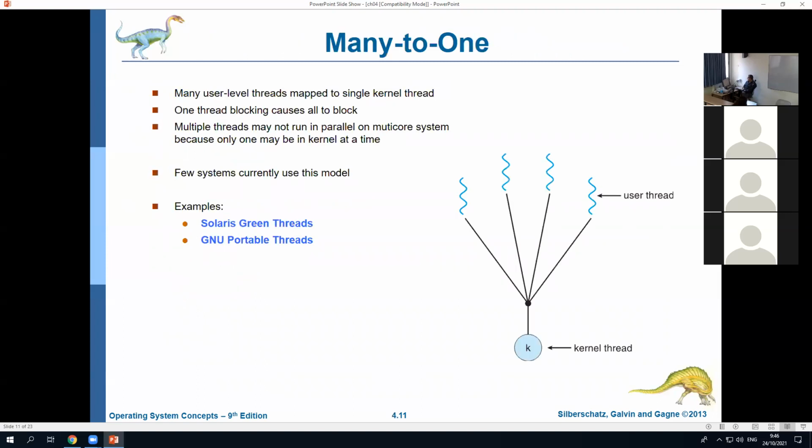So now we're going to talk about user threads versus kernel threads. Many user level threads map to a single kernel thread. That's many to one. In other words, the kernel can only run 1 thread at a time. So if I have multiple threads running, how will that work? I only have one, the kernel can only run 1 thread at a time. So he'll run just one of these threads, but if one of them gets stuck, then all of them will be stuck.